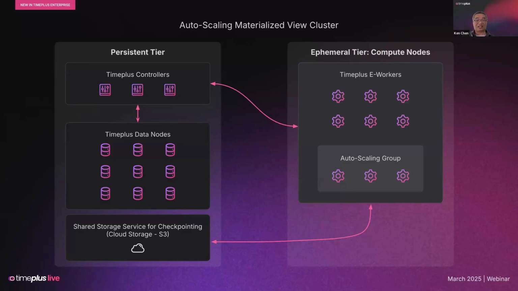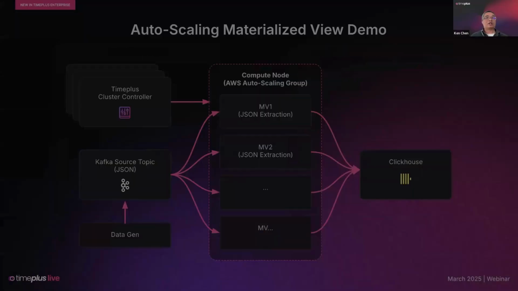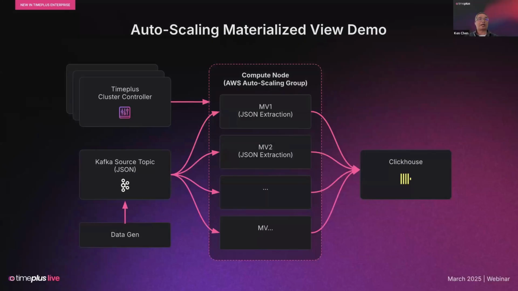This is exactly the key point. When we reschedule a materialized view from a computation node, we do not need to move the checkpoint around. We can pick up from the S3 checkpoint and start from there without data duplication and also data loss. So next, I'd like to do a very quick demo of the auto-scaling materialized view.